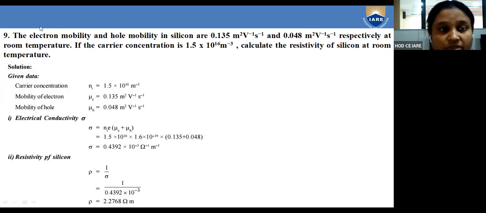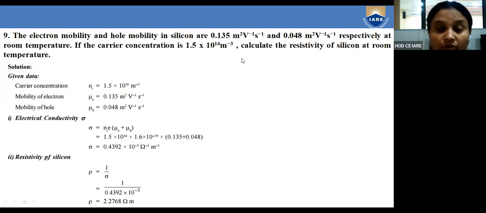So just note down the question and I'll discuss the solution. What is the question given here? Electron mobility and hole mobility in silicon. It is given. What is the value of electron mobility? It is 0.135 meter square per volt second. So units are very important.